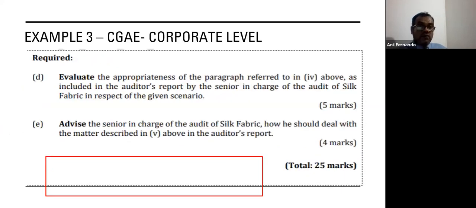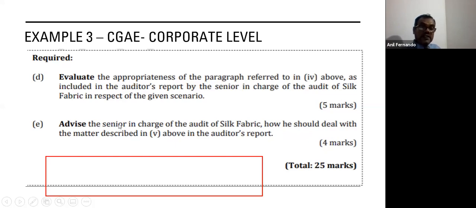Then we will move on to example number 3. Again, the same question. Evaluate the appropriateness of the paragraph referred to in 4 above. Paragraph has been given. I'll show you, as included in the auditor's report by the senior in charge of the audit of silk fabric in respect to the given scenario.